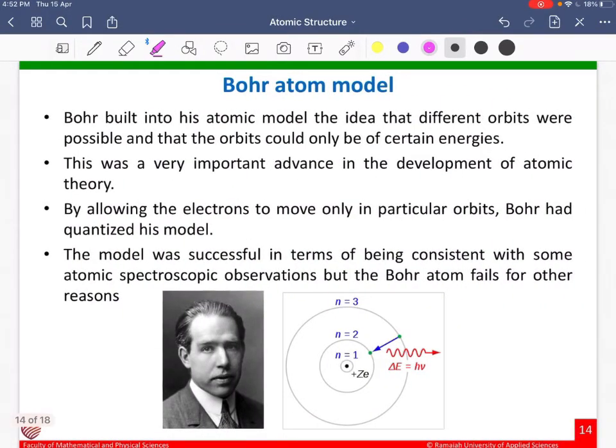Bohr built into his atom model the idea that different orbits are possible, and that the orbits could only be of certain energies. This was a very important advance in the development of atomic theory. By allowing the electrons to move only in particular orbits, Bohr had quantized his model. This model was successful in terms of being consistent with some atomic spectroscopic observations, but the Bohr atom fails for other reasons.